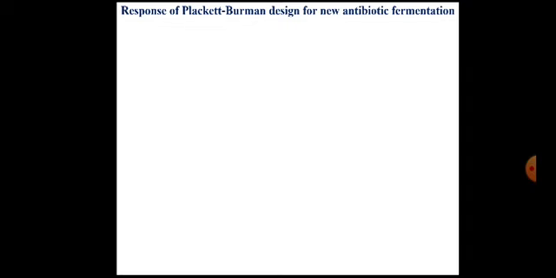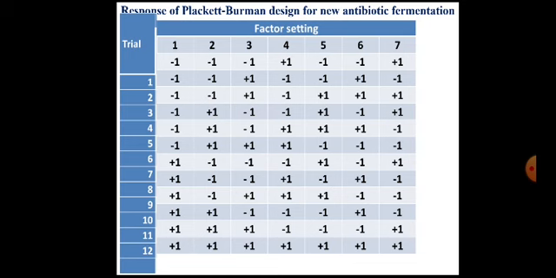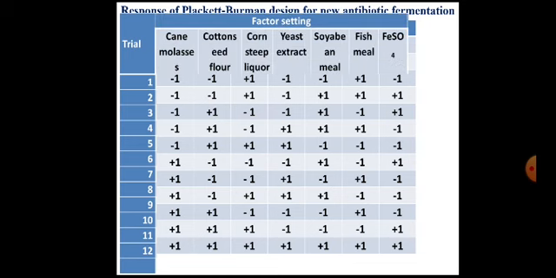Now, let us fill up that table. This is the table that was selected from the Plackett-Burman designs, a 12 trial design for the evaluation of 7 factors. Now let us put some real values in this. So these are the trials and these are the factors with settings. So I have replaced 1 to 7 with actual names. Factor number 1 is cane molasses, then cottonseed flour, corn-steep liquor, yeast extract, soybean meal, fish meal and FeSO4.